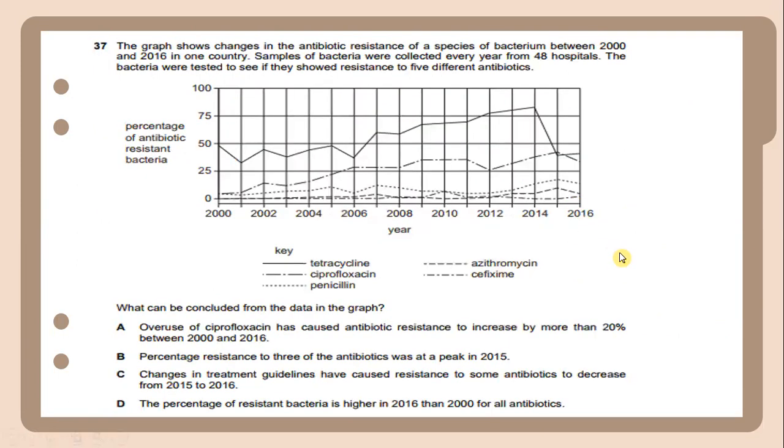37. The graph shows the changes in the antibiotic resistance of a specific bacterium between 2000 and 2016 in one country. Samples of bacteria were collected every year from 48 hospitals, and the bacteria were tested to see if they show resistance to 5 different antibiotics. What can be concluded from the data in the graph? Percentage resistance to 3 of the antibiotics was at peak in 2015.